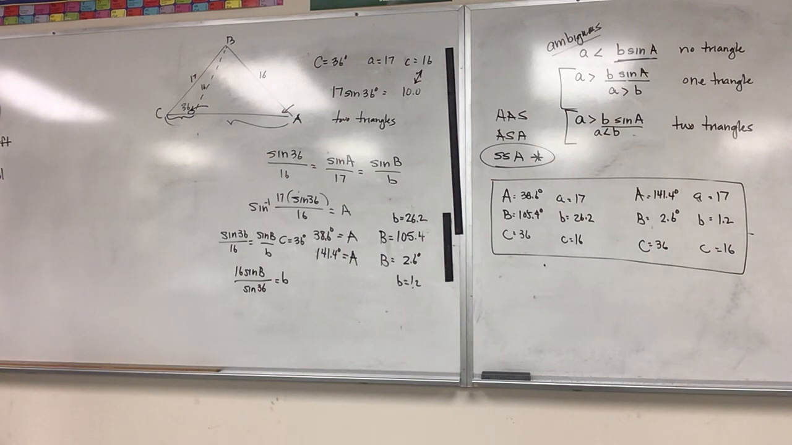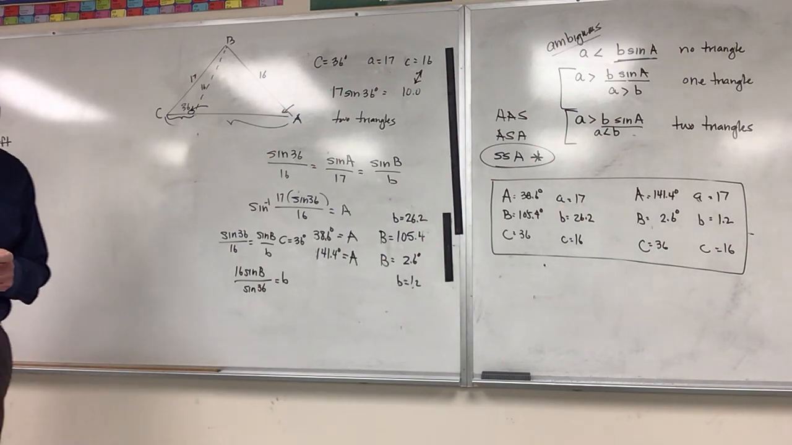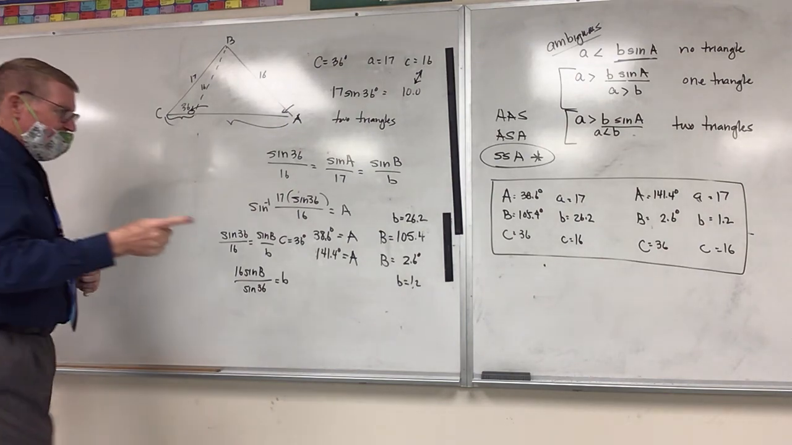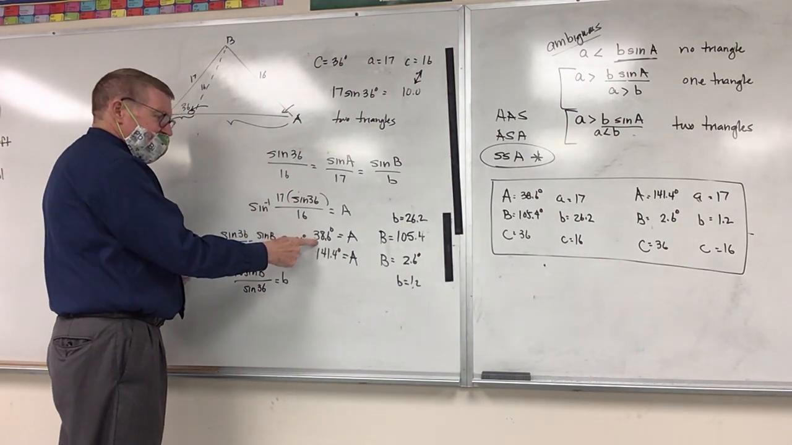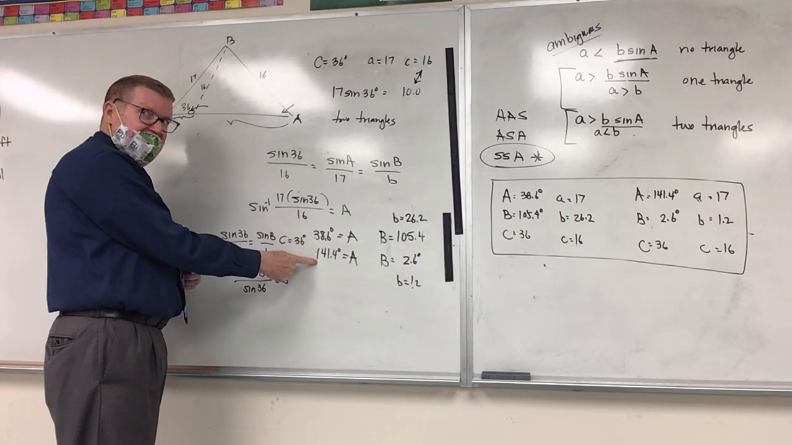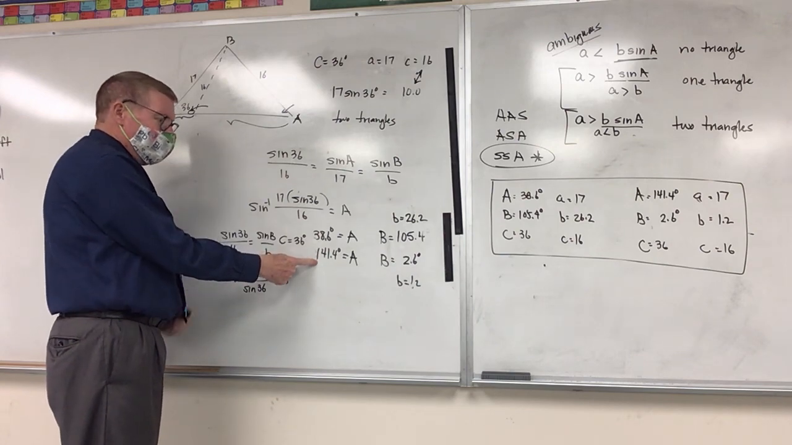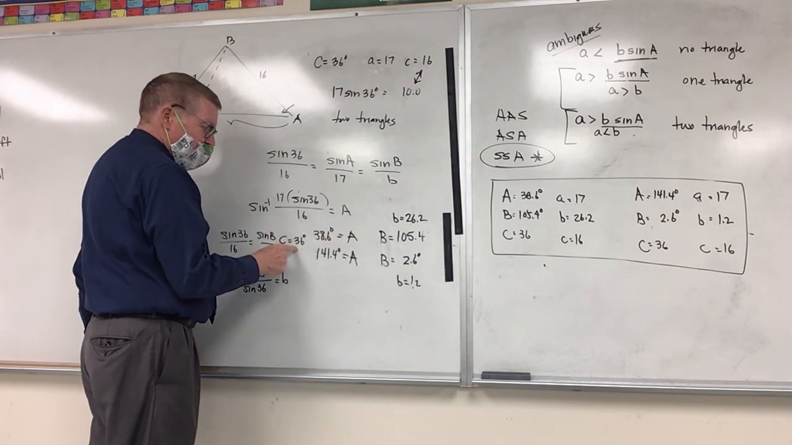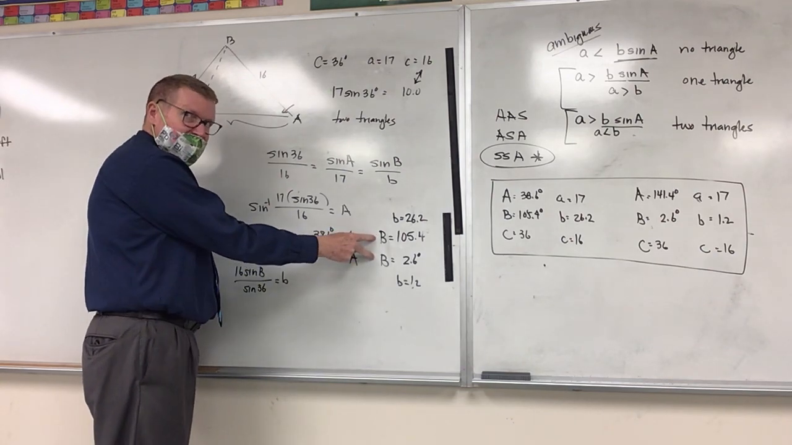Alright, if I have two triangles, when I find that first angle, how am I going to find the other option for that same angle? You subtract from 180. And I'm going to use those two angles to find the other two possible angles. So again, we got 38.6, so we subtracted from 180 to get the other possible angle. And then I took these two angles, subtracted from 180 with this angle to find the other two angles.